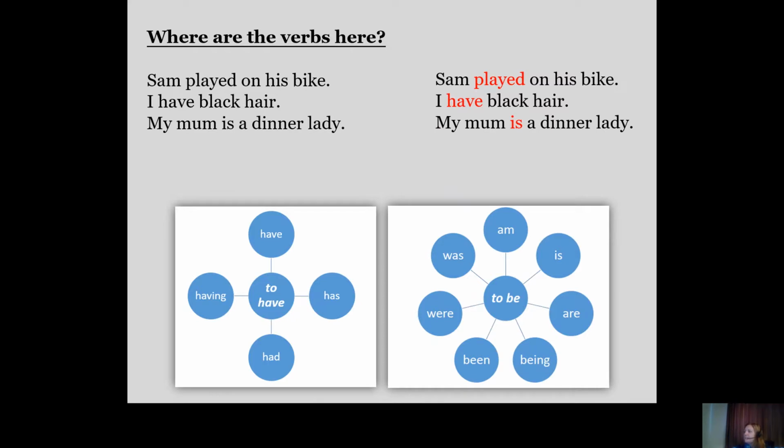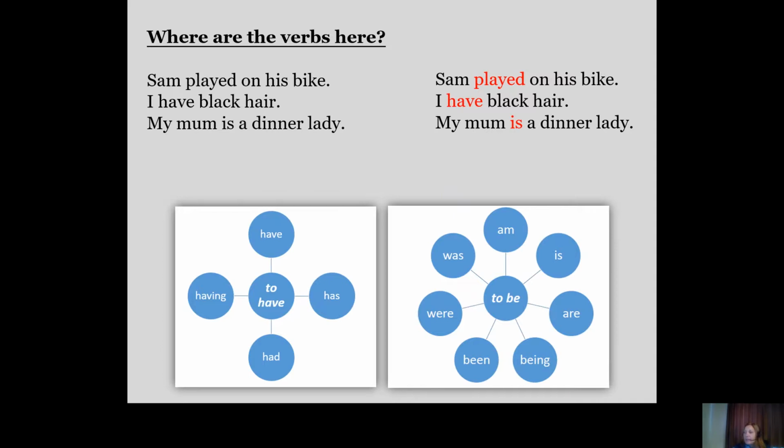Okay. A common mistake is that people don't realise that to have and to be are verbs in themselves, but we have different tenses for them. Okay. It's not always going to, my mum to be a dinner lady doesn't work, does it? So we take a different tense. My mum is a dinner lady in present tense. Okay. If 10 years ago, if we're talking about the past tense, we might say my mum was a dinner lady, looking at that to be circle at the bottom. Yeah. So this is why, because we've got our tense, our past tense, our future tense, and our present tense.